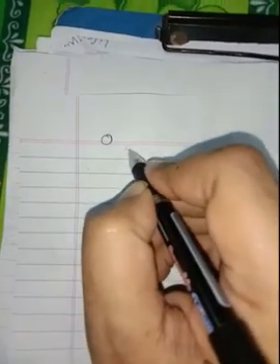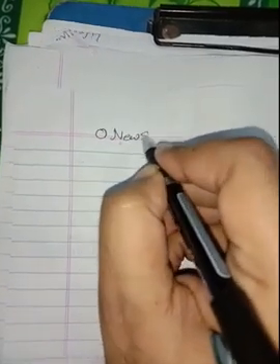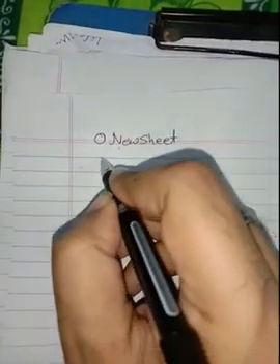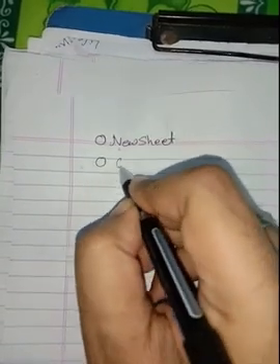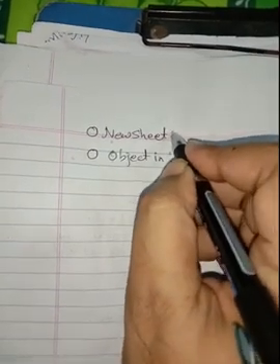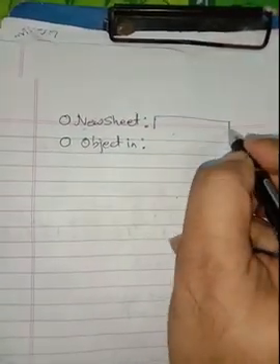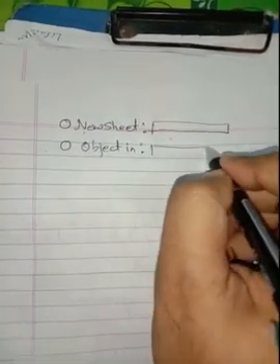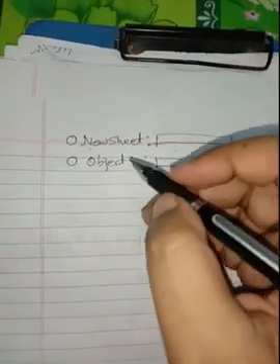So here we have two options over here. The first one is the radio button named new sheet, and the other radio button over here is object in. And the text box of this one is placed over here. So we can select any one of the two. We can't select both. We have to select any one.